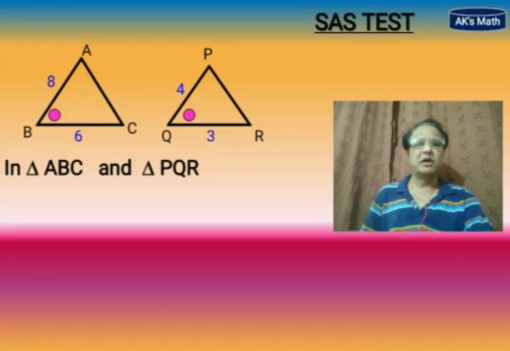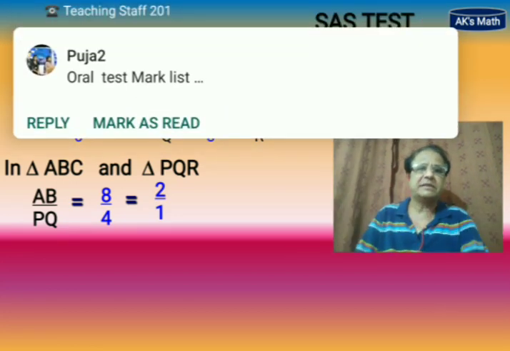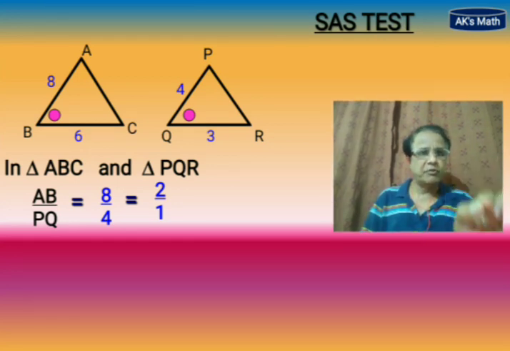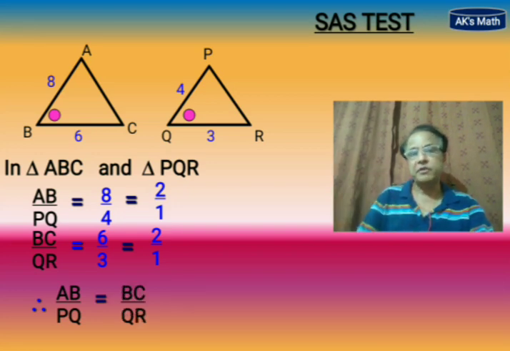Look at this one now. How to write it? AB upon PQ is equal to 8 by 4, so it is equal to 2 by 1. We have to find the ratio separately. It is visible on the figure and understandable, but that does not mean we can write directly. We have to show it in full first. So the second pair: BC upon QR is equal to 6 by 3, which is also equal to 2 by 1. So this way we have to find out the ratios first, and then we have to write AB upon PQ is equal to BC upon QR.